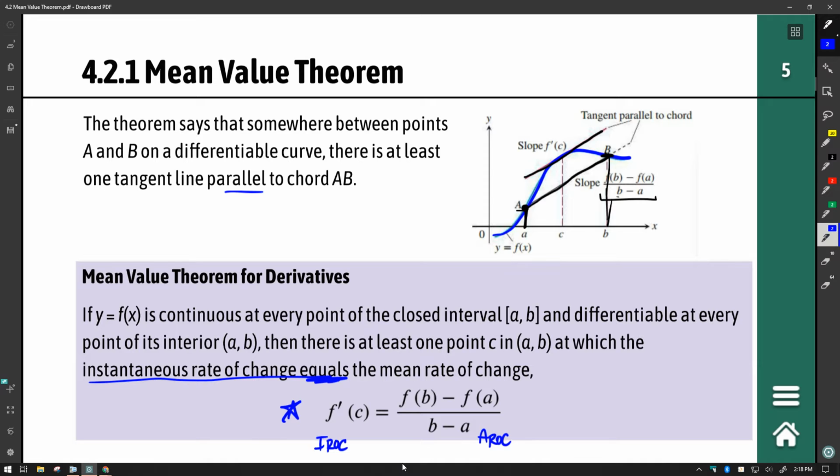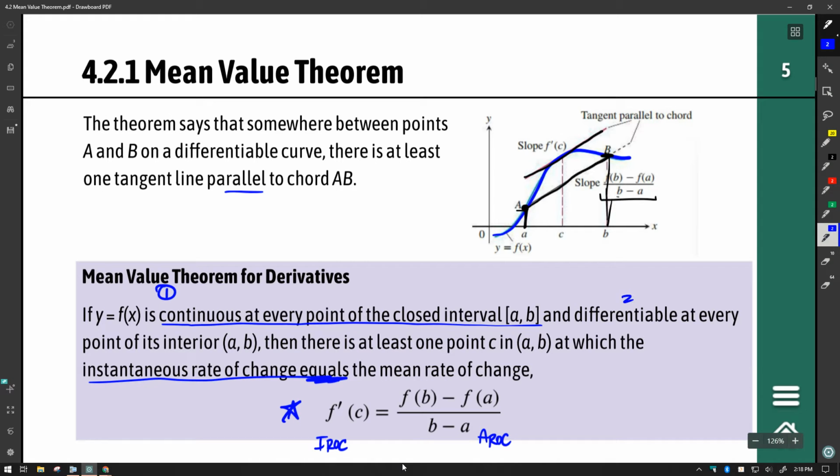So before we move forward, let's take a look real quick at the hypothesis of this theorem. There are actually two pieces. We have number one, that this function must be continuous on the closed interval a to b. So there's part one of the hypothesis.